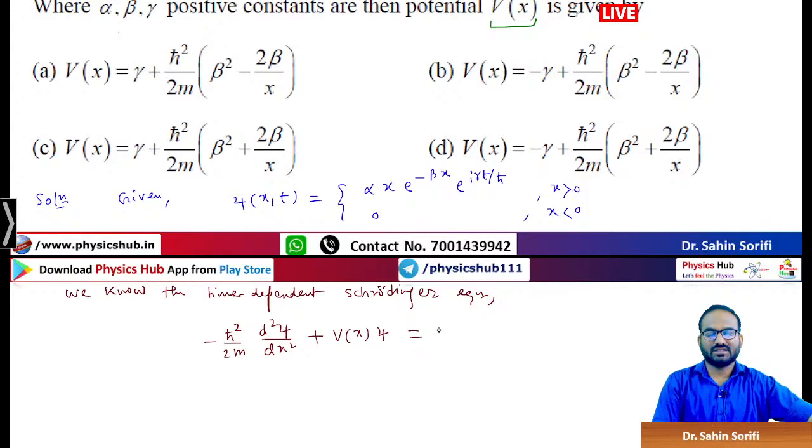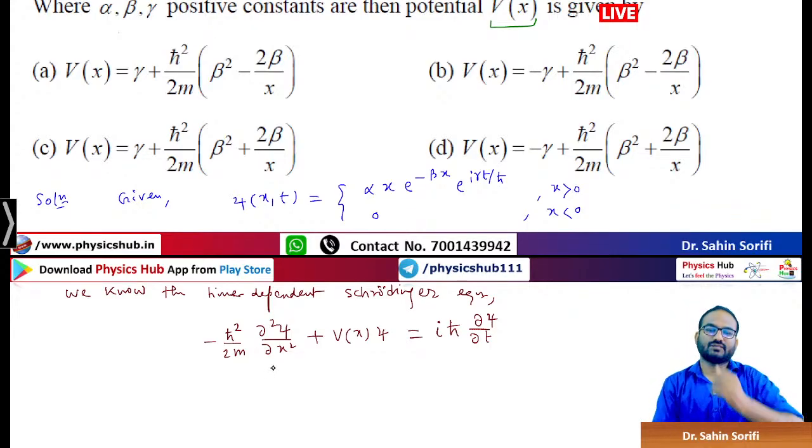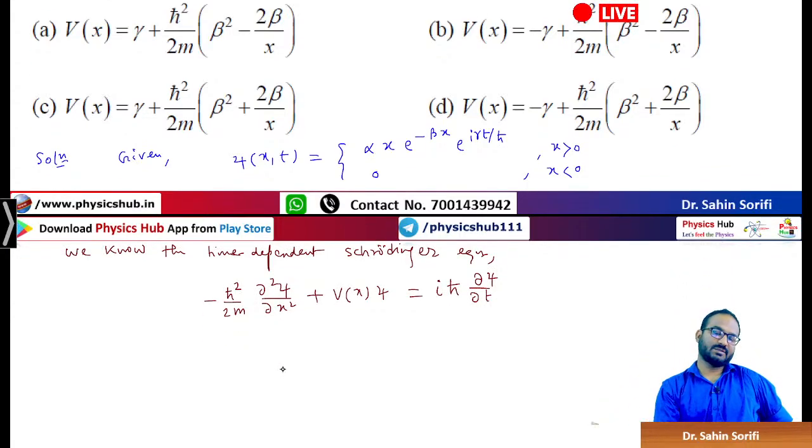E is the energy operator, written as i h cut del t. Okay, this is the energy operator into psi. Now psi is a function of x and t, so it will not be a good idea to write d square. You have to write del, partial, because psi is a function of more than one variable. So if you solve this, we can easily calculate this v of x.